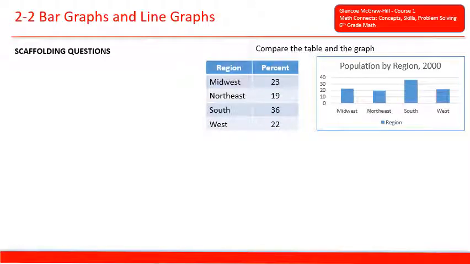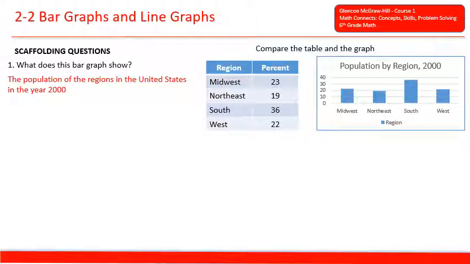Scaffolding questions. So we have a table and we have a graph. Compare the table and the graph, and it looks like it's population by region. What does the bar graph show? The populations of regions in the United States in the year 2000. So that's stated right in the title of the bar graph.